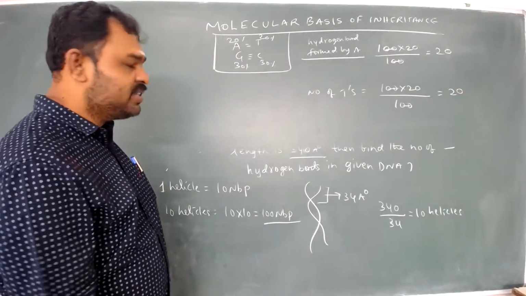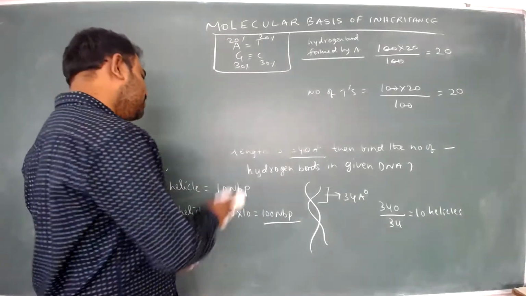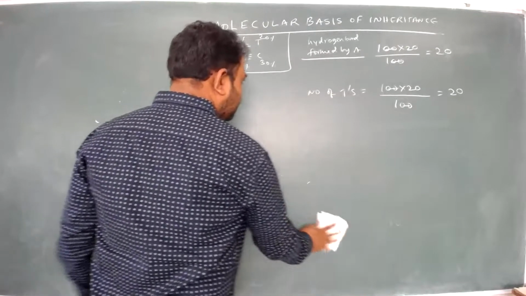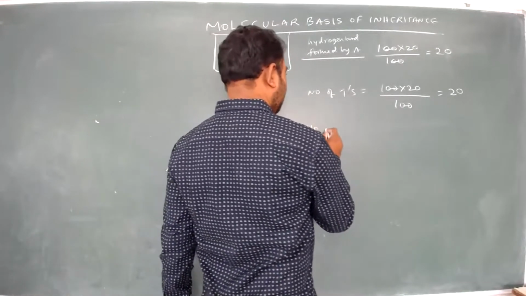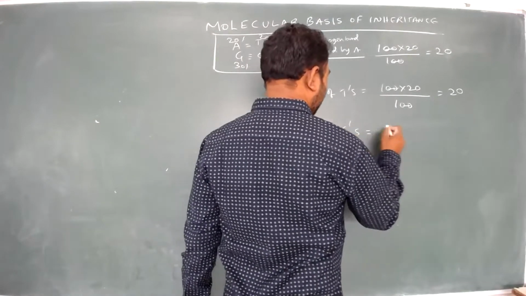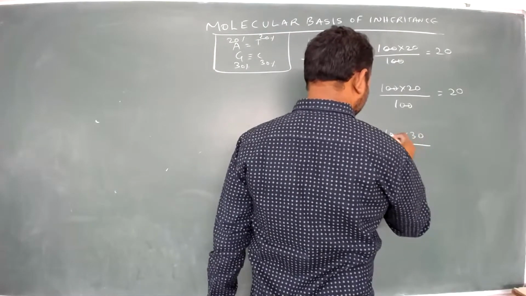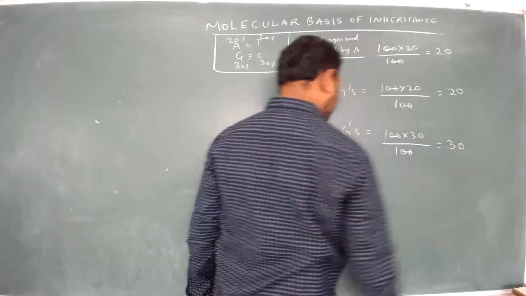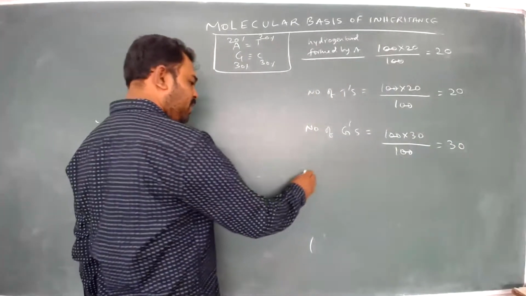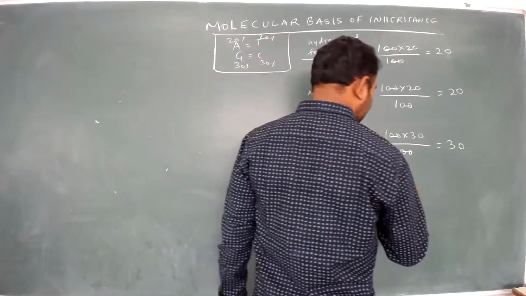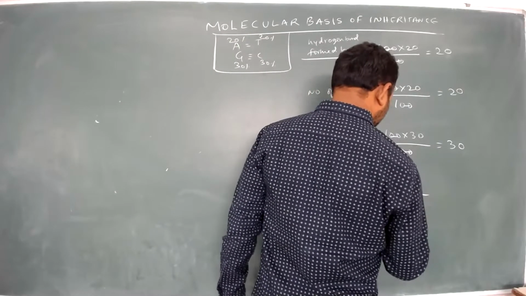Next, what about the G's? What about the C's? You can see here, number of G's, number of C's. What is the number of G's? Out of 100, 30 by 100, this one cancels, and the answer is 30. And the number of C's? What about the number of C's here? Out of 100, 30.